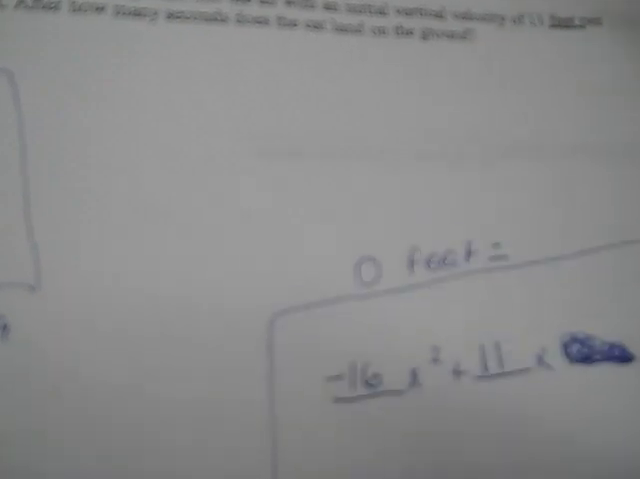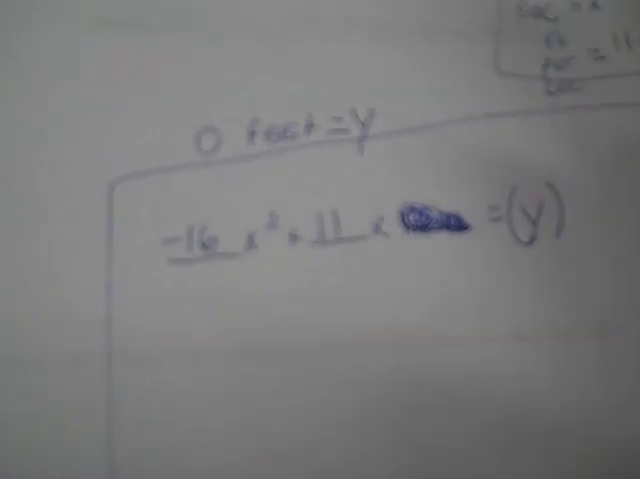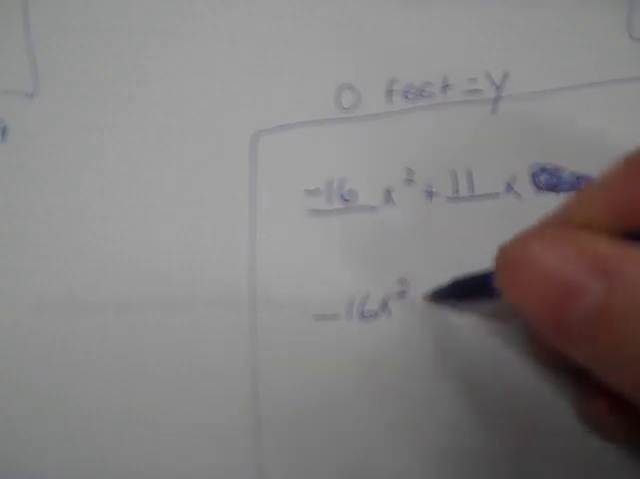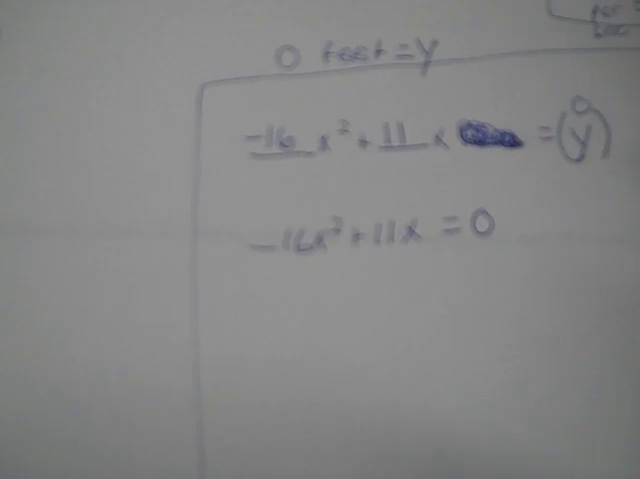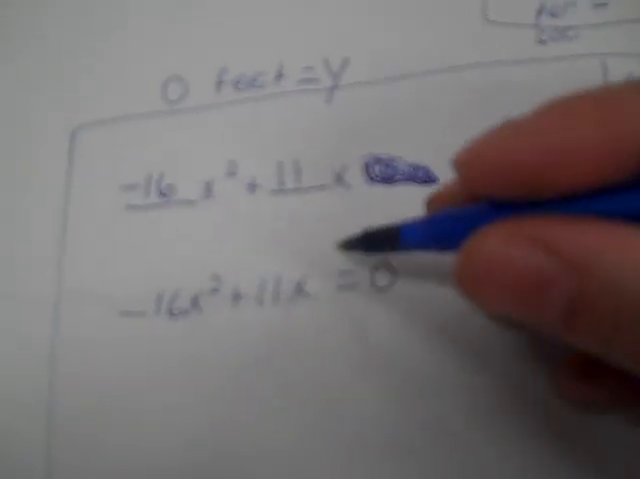Okay, well, I want to find out when he landed back on the ground. So again, that would be 0 feet. And feet is y, so that's going in for our y variable. So I have negative 16x to the second power plus 11x equals 0. All right, now with that done, we have 2 answers to find for x because it's to the second power. And it's to the second power, and it's to the first power. Okay? So if I have these 2 things, I need my 0.